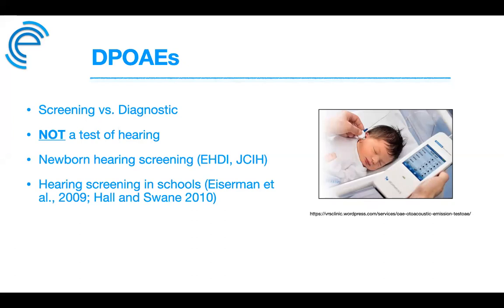Also, in newborn hearing screening, if you have certain risk factors, for example a prolonged stay in the NICU or any kind of syndromes, OAE may not be enough and we need to do AABR. Also, in terms of hearing screening in schools, we can use DPOAEs for that. There are various studies about this matter.